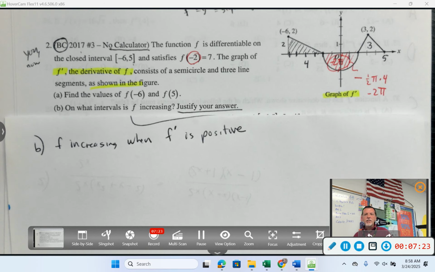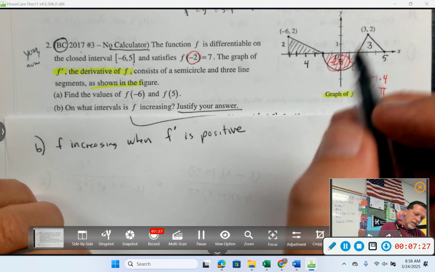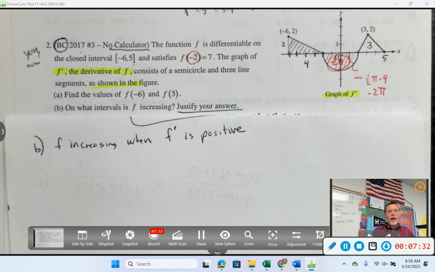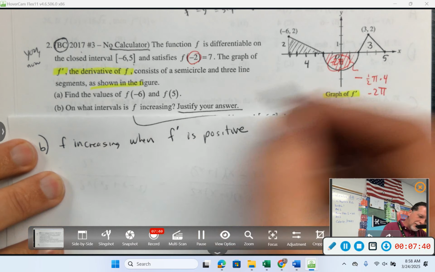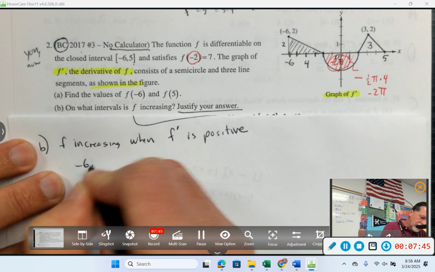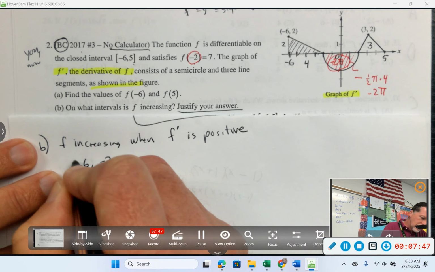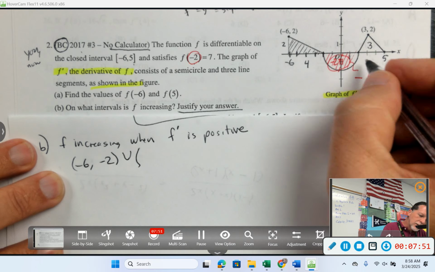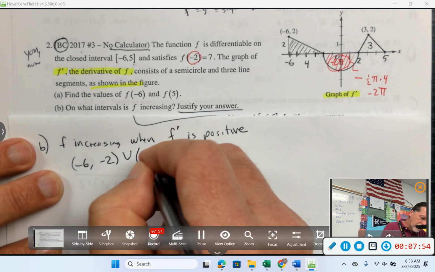I'm just going to look in the graph and see where f prime is positive. This is the graph of f prime. What am I looking for? How do I know when f prime is positive? When it's above the x-axis. So that would be from negative 6 to negative 2. And then from 2 to 5.